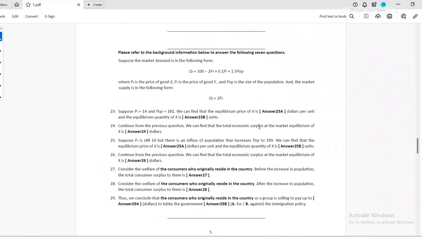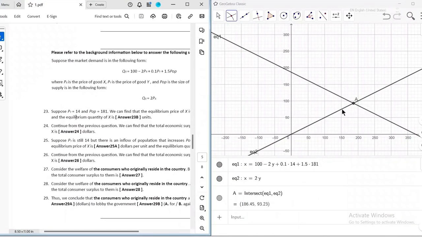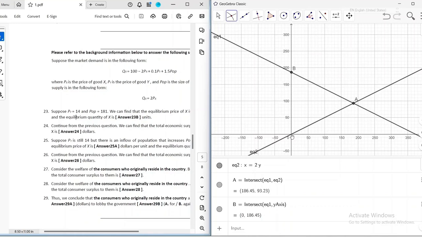Now in the next question we are asked to calculate the total economic surplus. So total economic surplus is simply this bigger triangle. Okay, so let's find out these 2 points. Now the area of BCA is 17,381.8. So this is the economic surplus.